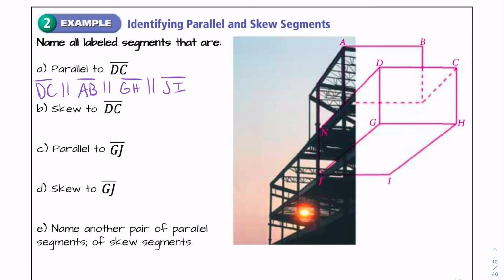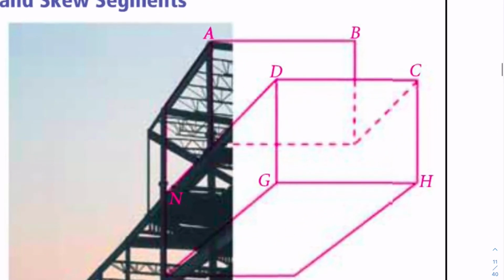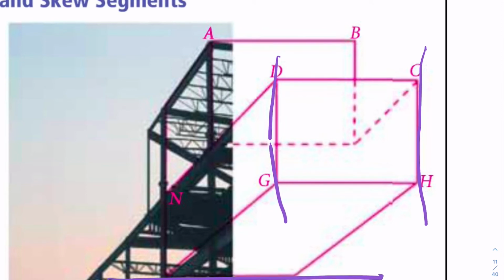Well, skew, let's take a look. DC, skew. Looks like CH intersects it. Looks like DG intersects it. Looks like JI is parallel. Looks like GH is parallel. Looks like AB is parallel. So that really narrows down what I can work with when I'm talking about DC, which is this right here.